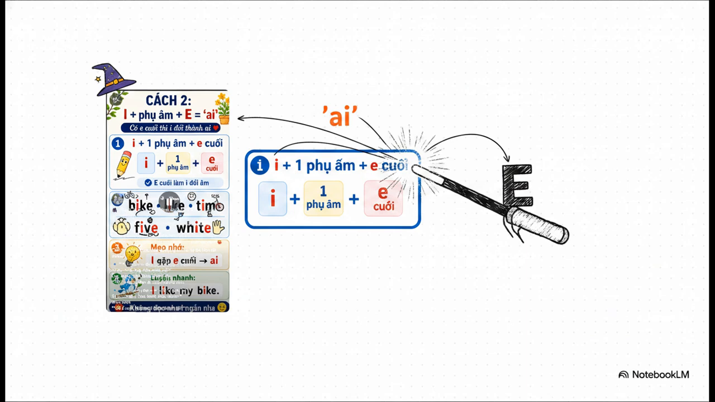Take an I, add exactly one consonant, and then an ending E. In this very specific setup, that ending E acts as a powerful modifier. It's almost like a magic wand that reaches back right over that consonant and totally transforms the I. Instead of that short, crisp sound we literally just practiced, it magically changes into a long I sound.